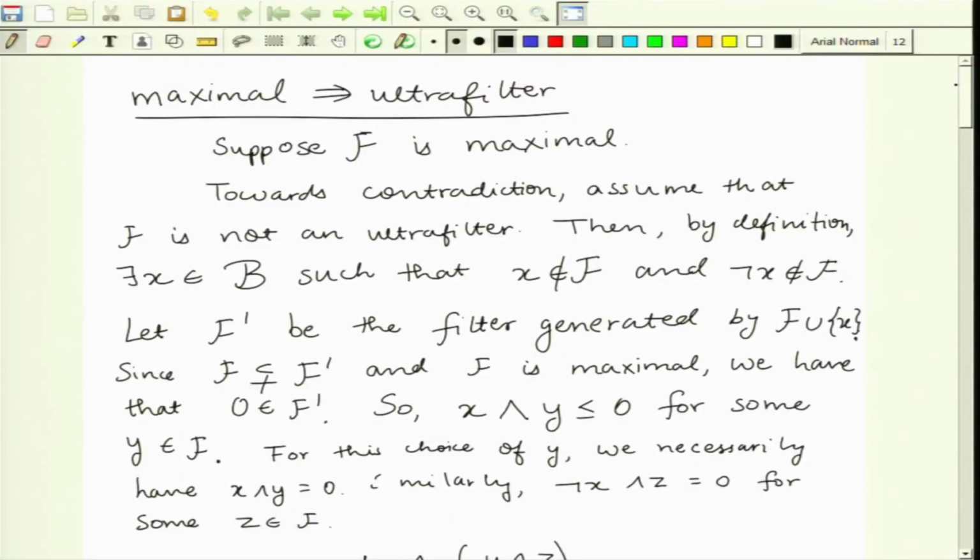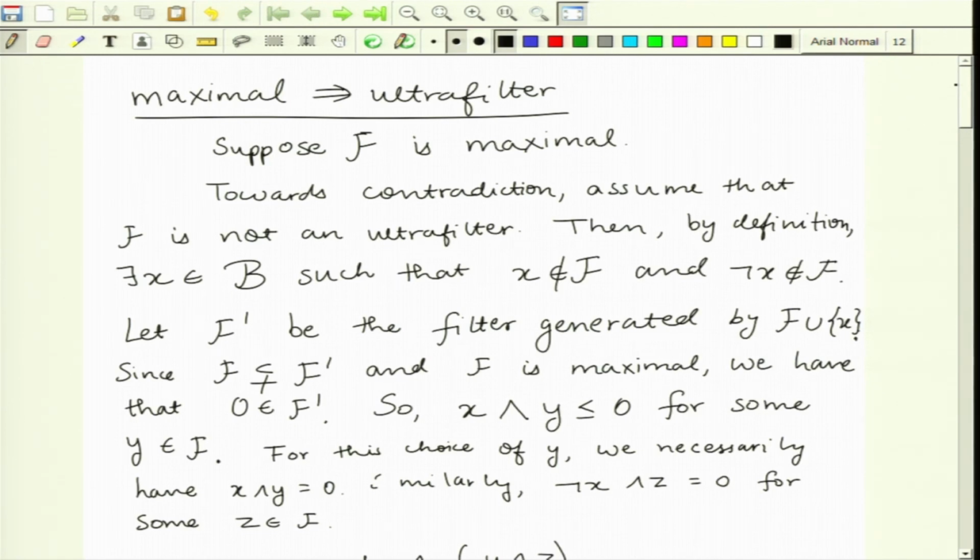Okay, so let's do the third part of the proof, where we show that if a filter in a Boolean algebra is maximal, then it's an ultrafilter. So as we have been going, we first assume that F is maximal, and then towards contradiction, assume that it's not an ultrafilter. Then by definition, there will be some element x in the Boolean algebra such that x is not in the filter and its negation is also not in the filter.